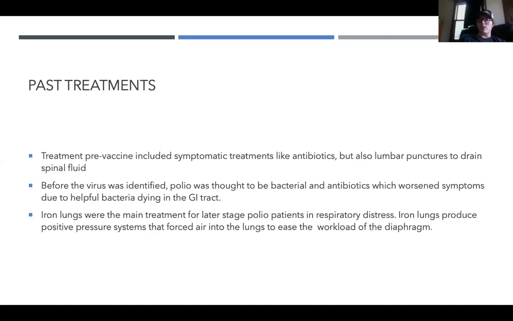And then iron lungs were the main treatment. So an iron lung causes a positive pressure system within a defined box. It looks like a really big metal coffin, and it'll force air into the lungs, which helps relieve the workload of the diaphragm. So it allows prolonged life expectancy, especially with respiratory failure. But that's the gist of the iron lung, really: with polio, you're eventually going to die of respiratory failure.